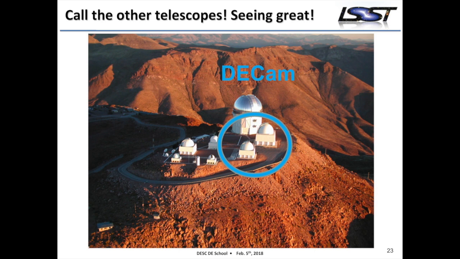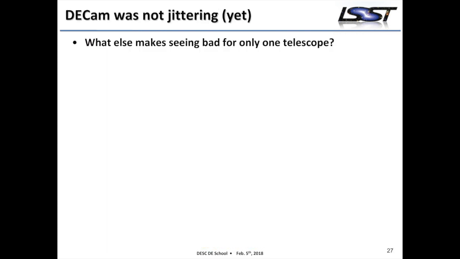Yep. So now we're happy because we know that it's dome seeing, but how do you correct for those? That's a great question. What are we going to do? All right, what's causing bad seeing for just the one telescope on the mountain? Well, the only thing different now is that we're in this particular dome.